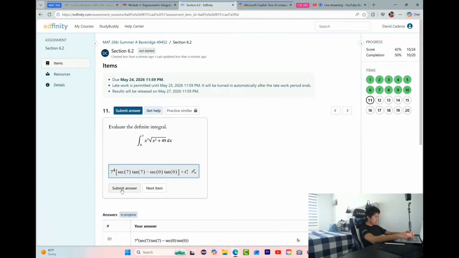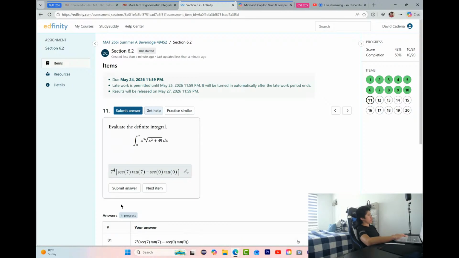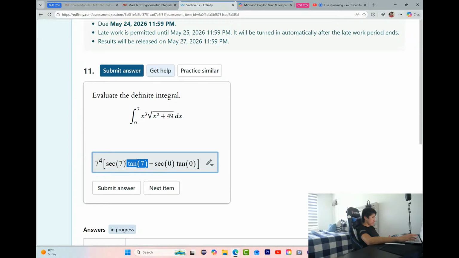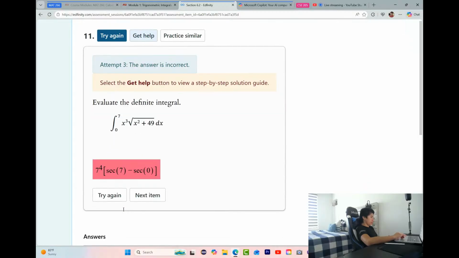Plus c? But c is not defined here. Wait, why no plus c? Oh, whoops. Secant, right, yeah. That should be correct. Okay.